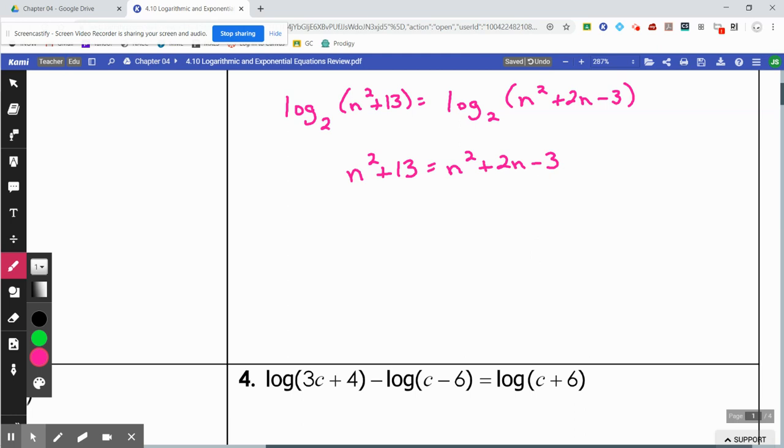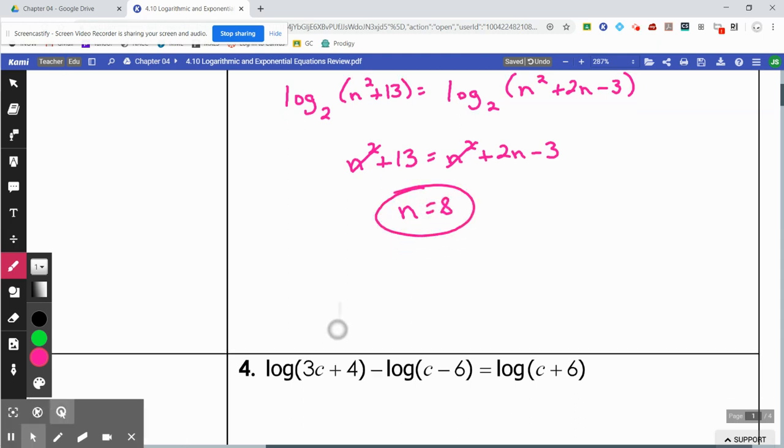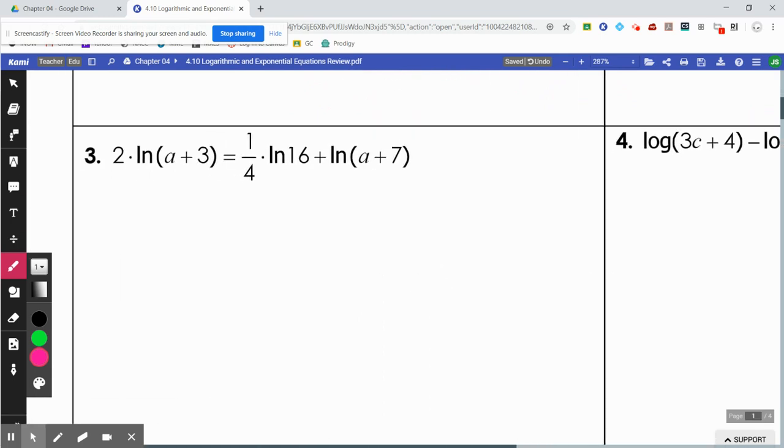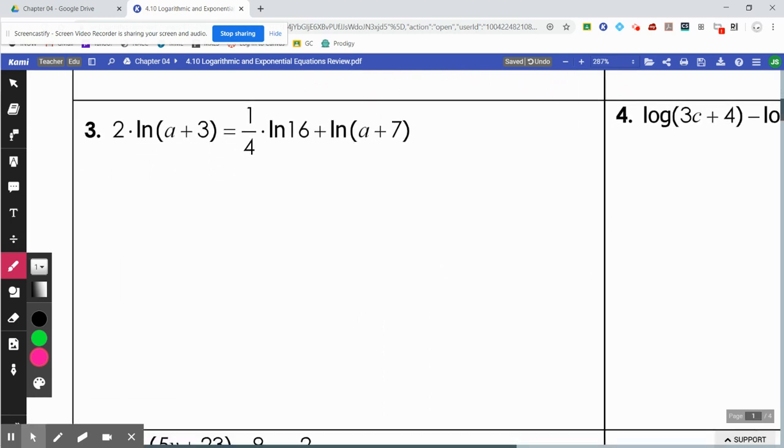Now this looks quadratic. However, when you move your n squared over, they cancel each other out and give you 13 is 2n minus 3. Move your 3 over, divide by 2, you get n is equal to 8. And again, you can plug that in, but it does check out. Number 3. More of the same. Step number 1, though, you do have to condense.